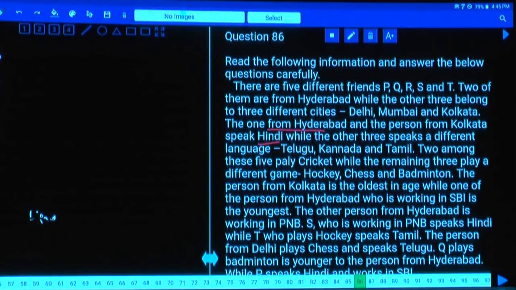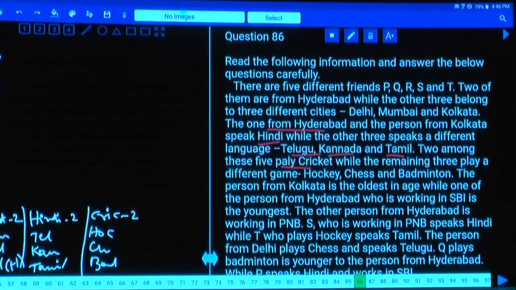Two among these five play cricket. Among these five, how many are playing cricket? Two are playing cricket, while the remaining three play hockey, chess and badminton. And the person from Kolkata is the oldest, while one of the persons from Hyderabad who is working in SBI is the youngest.